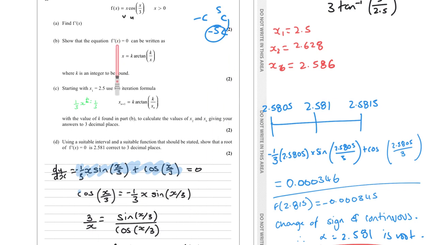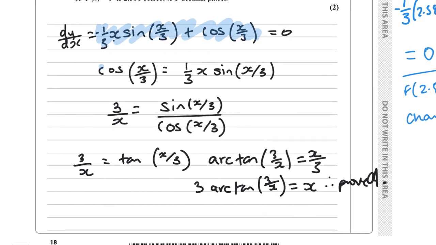It then says show that f dash of x equals 0 can be written as x equals k arctan k over x. So I need to get rid of this minus. I moved the sign onto the other side to get rid of the minus. I then divided both sides by cos, and then multiplied both sides by 3 and divided by x. Like, I put that here and that here, straight division. So I got 3 over x and sine over cos.